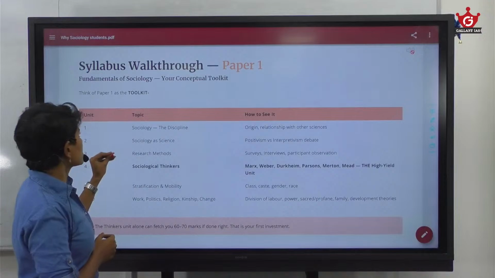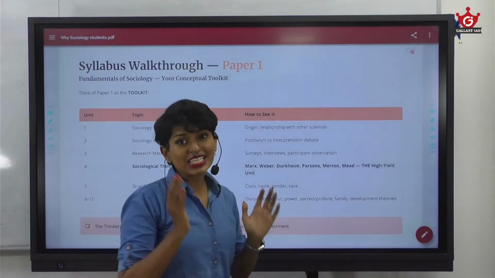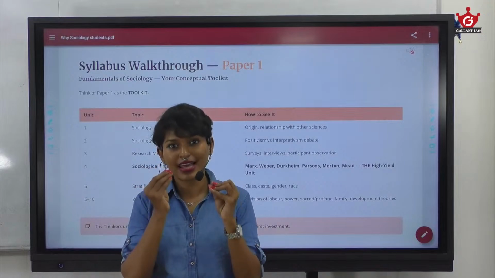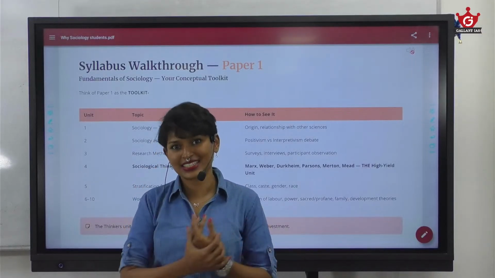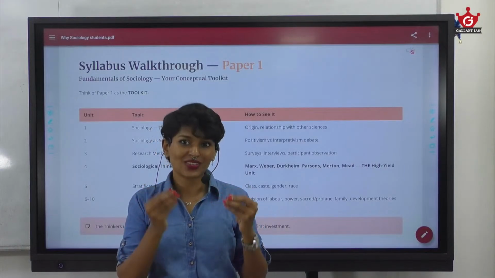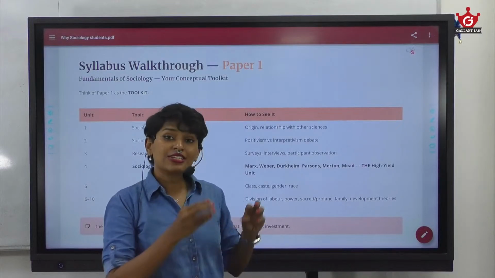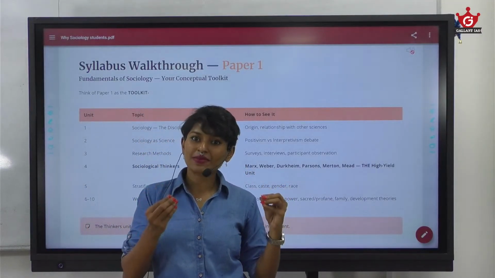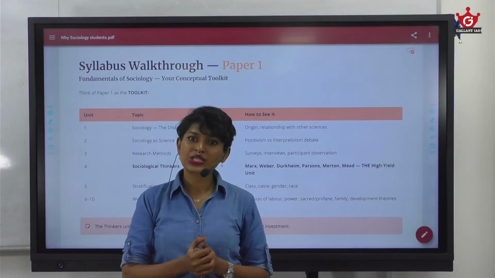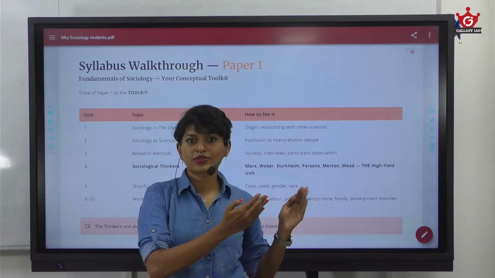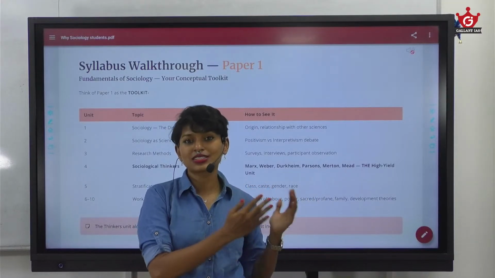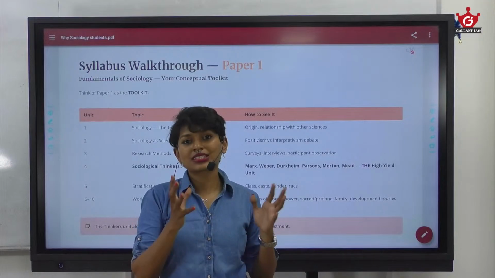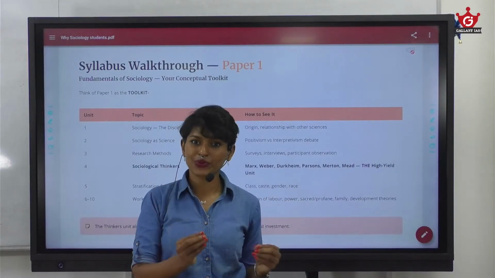First of all, we are going for paper 1, and I would say think of paper 1 as your toolkit. Why? Because these are the lenses through which you have to see society, or the classes through which sociologists see the world. If you can master this, or if you know these terms, that becomes a frame for your UPSC questions. When you see a question, you can say, I know this is from this part of the syllabus. So this is like a toolkit, and it is going to help you every time.